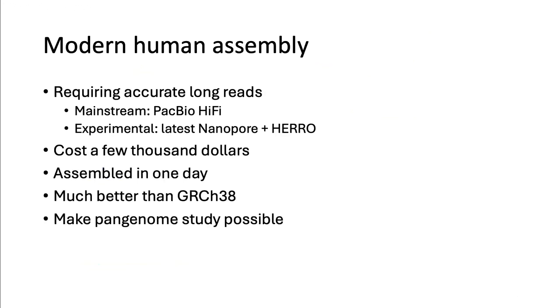And with the modern assembly, we require the accurate long reads. The mainstream data type for this is the PacBio HiFi reads, and there's also very recently, just earlier this year, people have made nanopore work, but still this is a work in progress. And typically these days, if you do this high quality assembly, it costs a few $1,000s. It depends on how much data you want and how high quality you really want to achieve. This can be assembled in one day, and each of them these days is much better than the current human reference genome. And you can do that in one day with a few $1,000s.